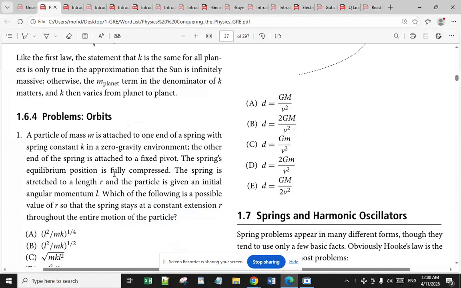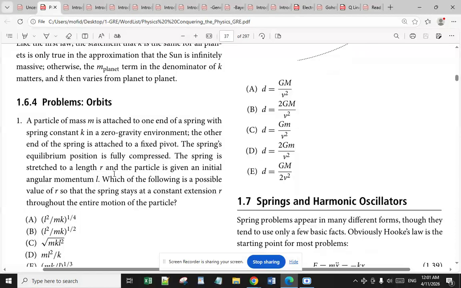This time, orbits. A particle of mass m is attached to one end of a spring with spring constant k in a zero gravity environment. The other end of the spring is attached to a fixed pivot. The spring's equilibrium position is fully compressed. The spring is stretched to a length r and the particle is given an initial angular momentum L. Which of the following is a possible value of r so that the spring stays at a constant extension r throughout the entire motion of the particle?